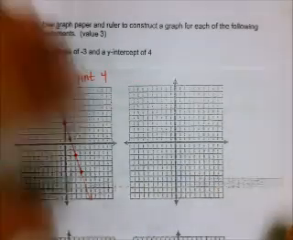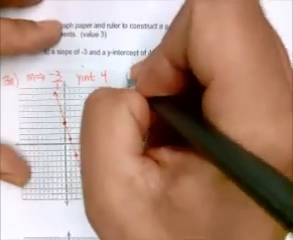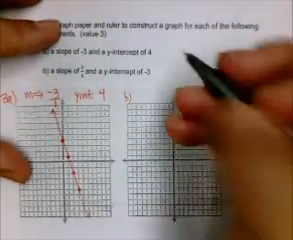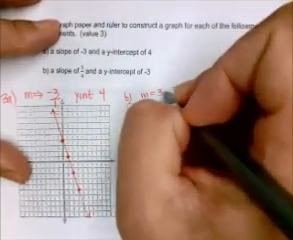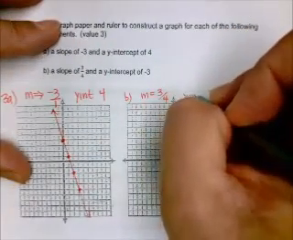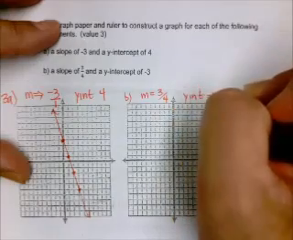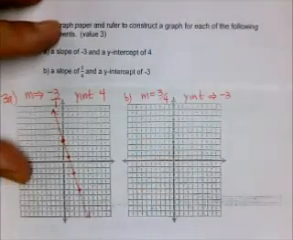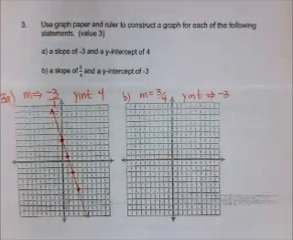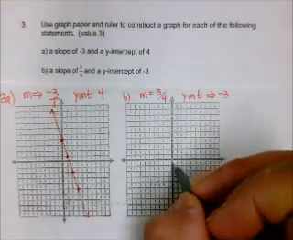Okay, so letter B has a slope of +3/4 and a y-intercept of -3. Okay, start with the -3. 1, 2, 3.